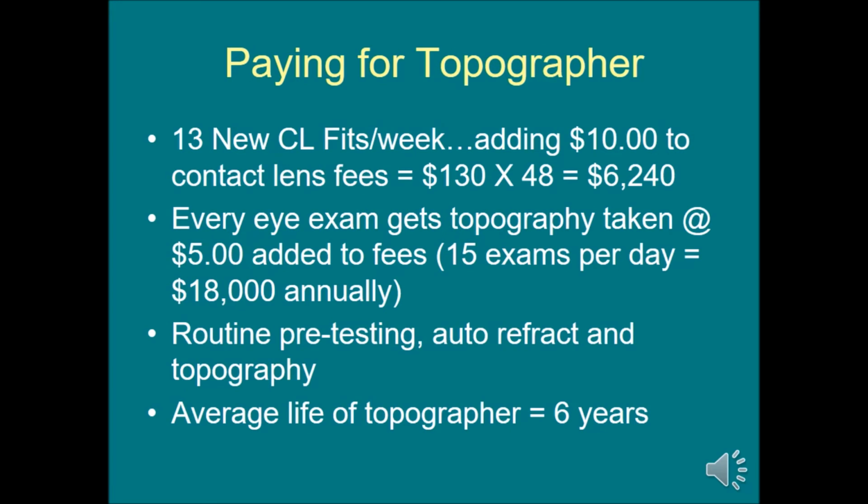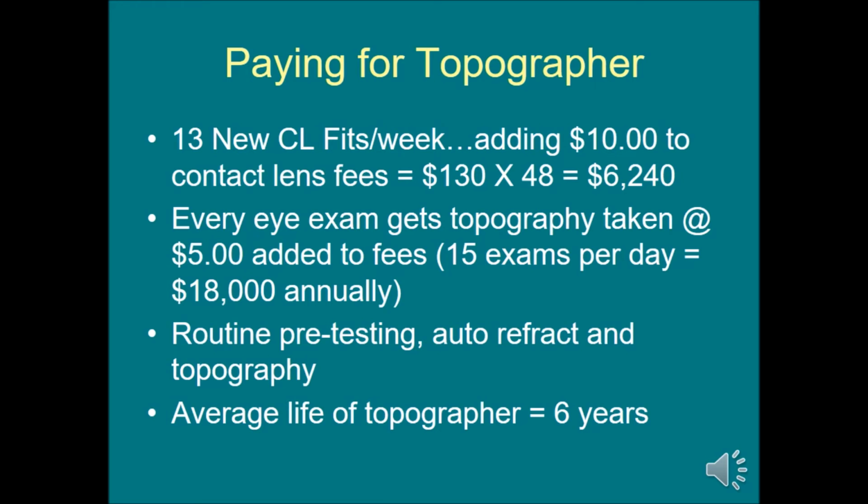Okay. So how do you pay for this expensive, terribly expensive, $12,000 topographer? So let's say that you have 13 of those fits a week that we talked about, and you added $10 to your contact lens fitting fees. Okay, you did that over a 48-week period. You would take in $6,240 more money that would go towards your $12,000 topographer. So you would basically have it paid off in less than 2 years. Okay.